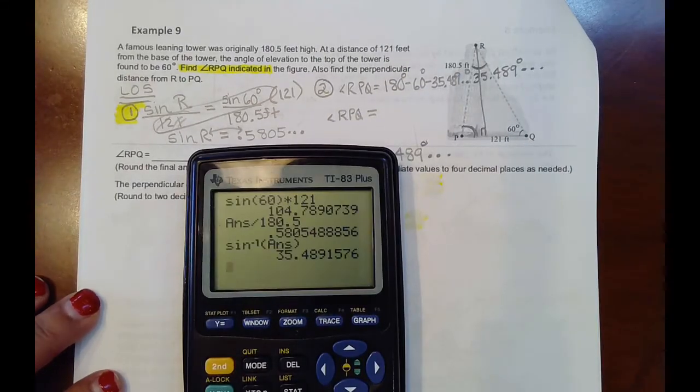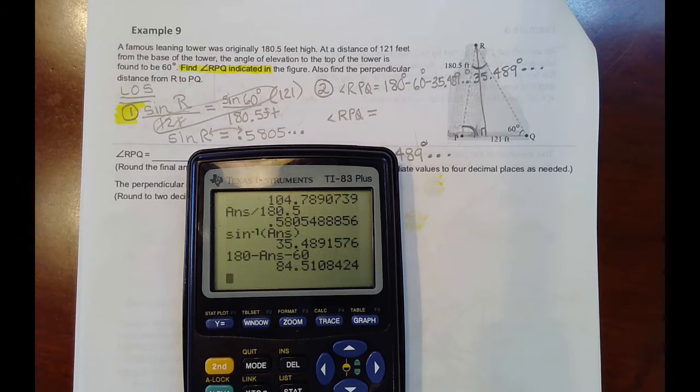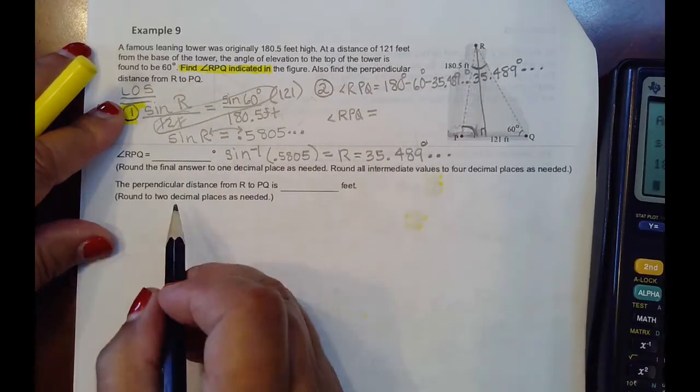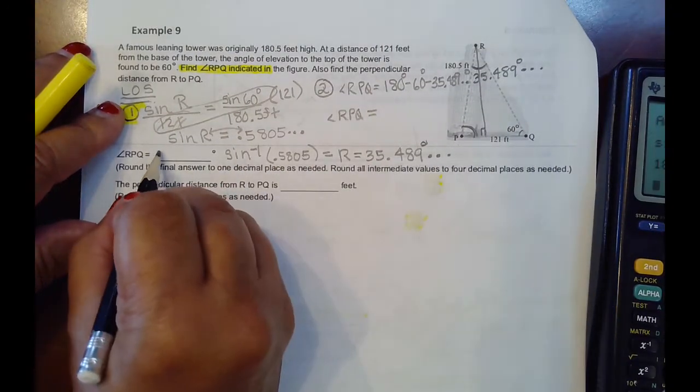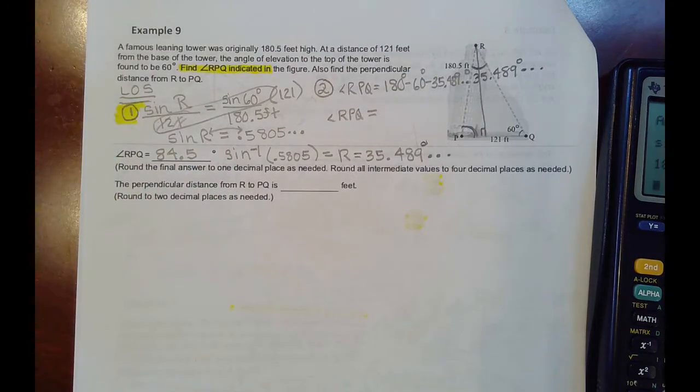Okay, so here's that value. All right, so it's 180, minus second answer. So I'm subtracting that 35.489 run-on, and I'm also subtracting the 60, and that gives me 84.5. Now I can round it to the indicated decimal place in the instructions. So round the answer to 1 decimal place, that's 84.5. Okay, so I have one of the answers.